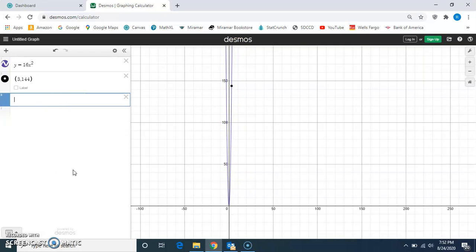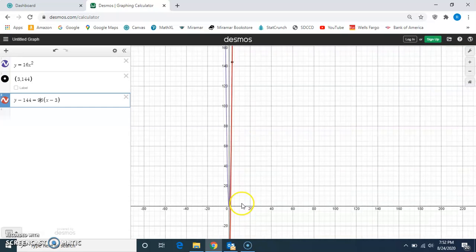Let's go ahead. I'm going to put it in there. So if we know the point is 3, 144, I can just go y minus 144 equals 6 times x minus 3. Oh, it wasn't 6, it was 96. What am I doing? The slope was 96. Okay, there it is. Oh, wow. It's hard to even tell the difference between the purple and the red because it's just so steep, but there it is. There's the tangent line there.